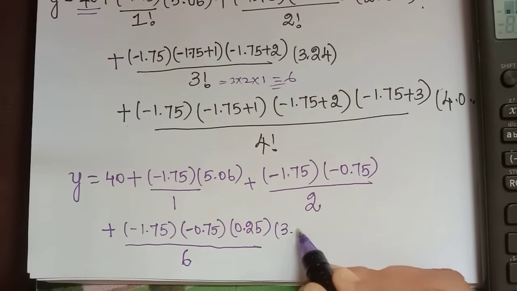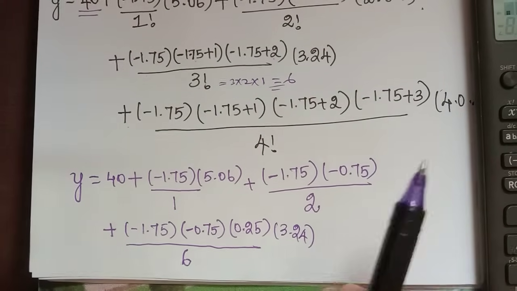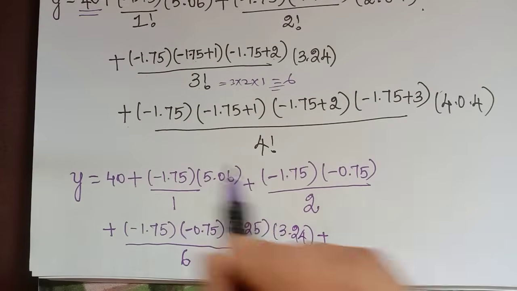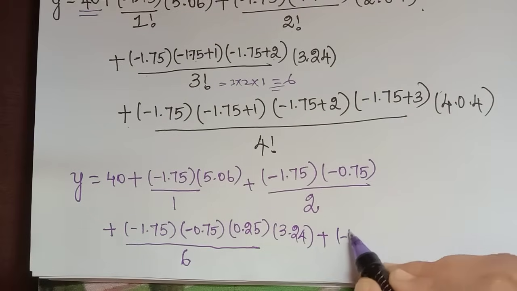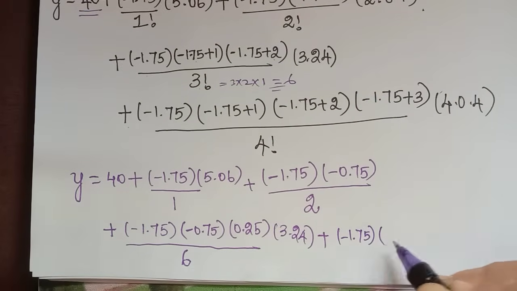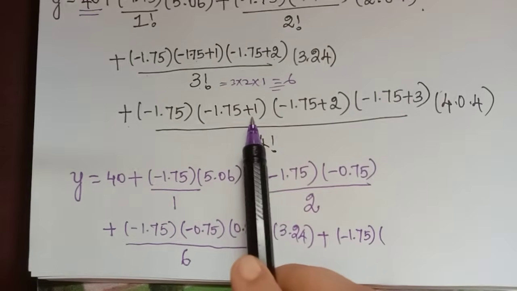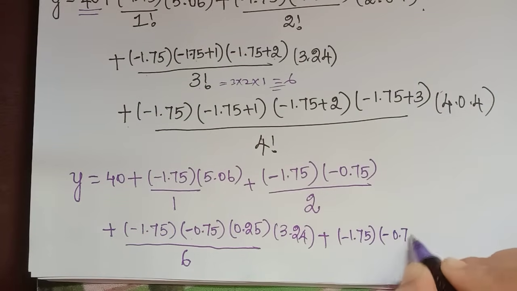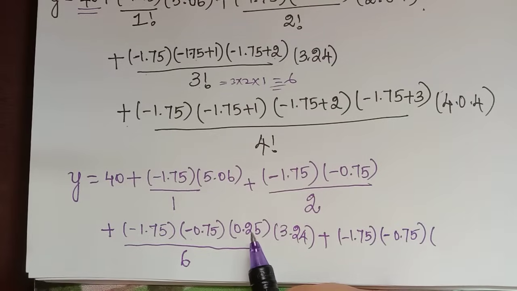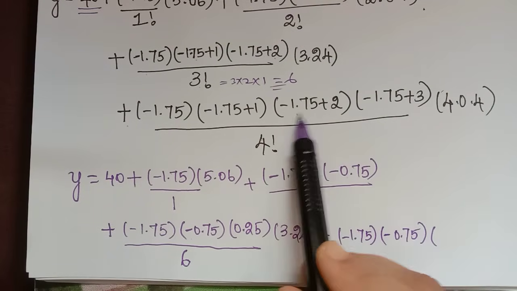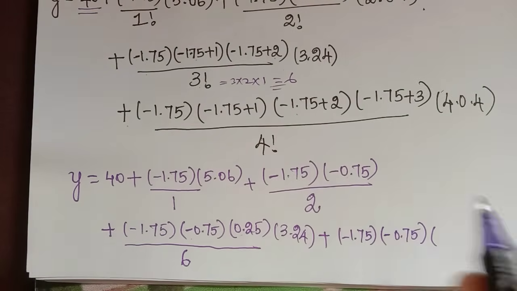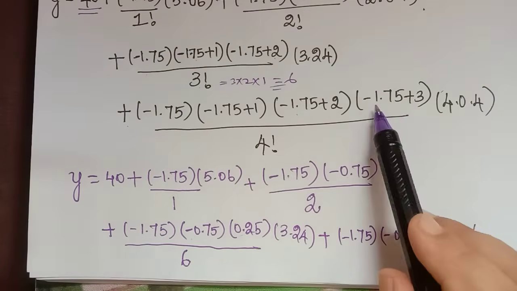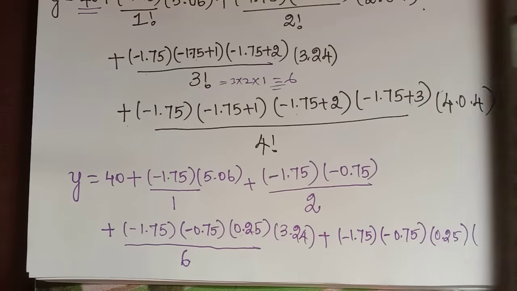Okay, so multiplied with 3.24. And then finally we have to evaluate this term. So first we have minus 1.75 multiplied with minus 1.75 plus 1, we got it to be minus 0.75. So minus 0.75 multiplied with minus 1.75 plus 2, that we got to be 0.25. So the same thing only. So 0.25 multiplied with minus 1.75 plus 3 we have to do.